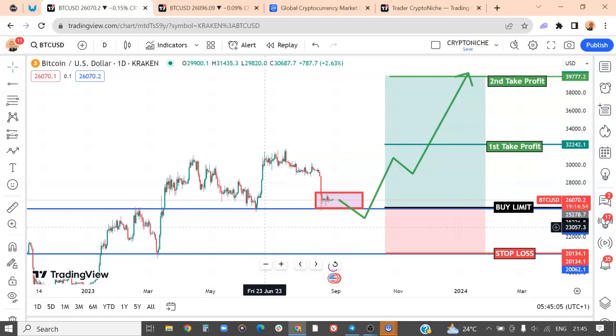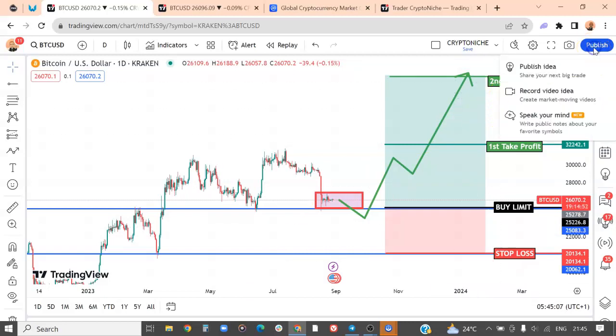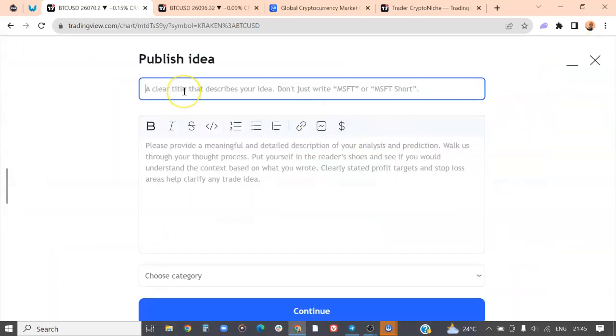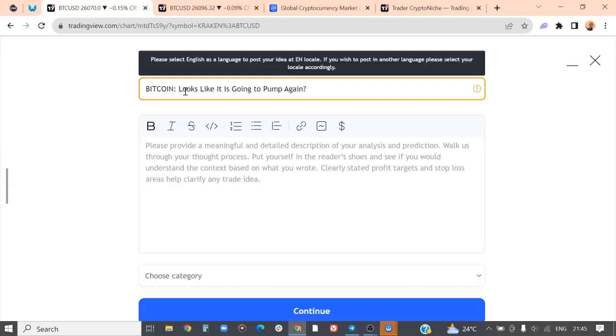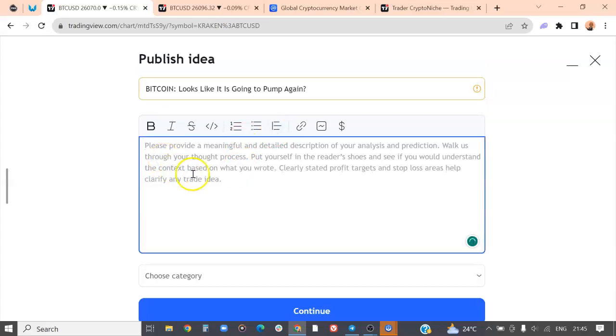So I'm gonna try to publish this on Tradingview. If you're watching this now, it makes sense to jump on Tradingview. Looks like it is going to pump again. Okay, yeah, that's a question.